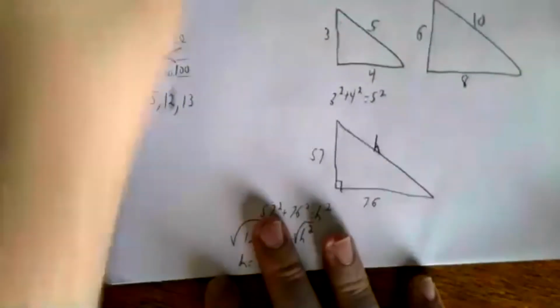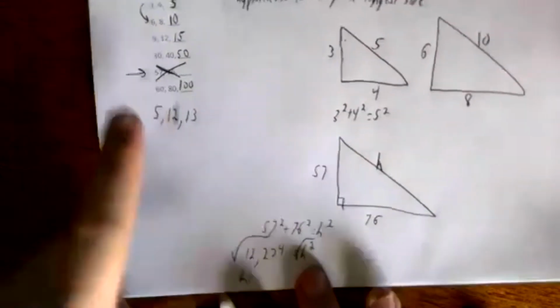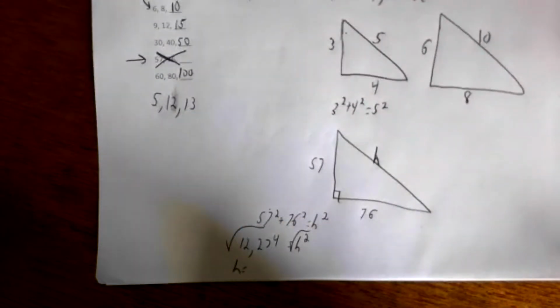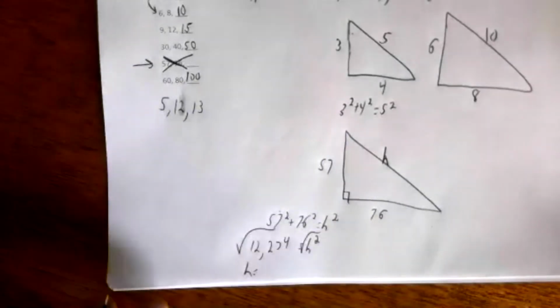So there's more triangles out there. There's actually an infinite number of triangles that are Pythagorean triples. So these are just the smallest ones, the easiest ones to find. Any questions on the Pythagorean triples?